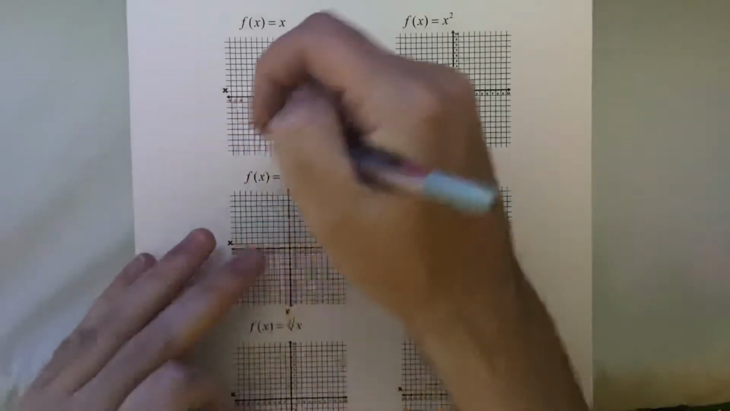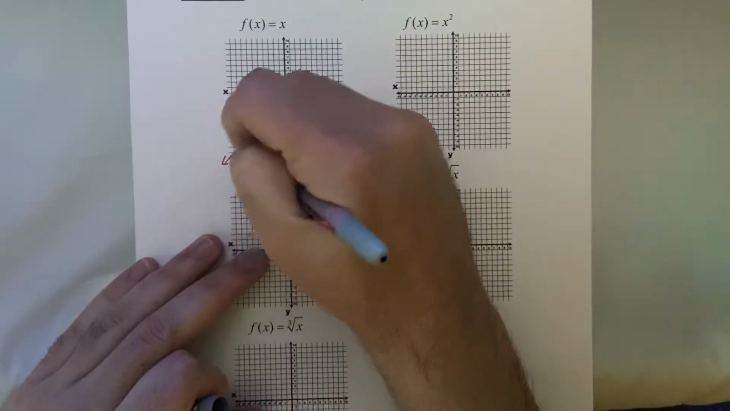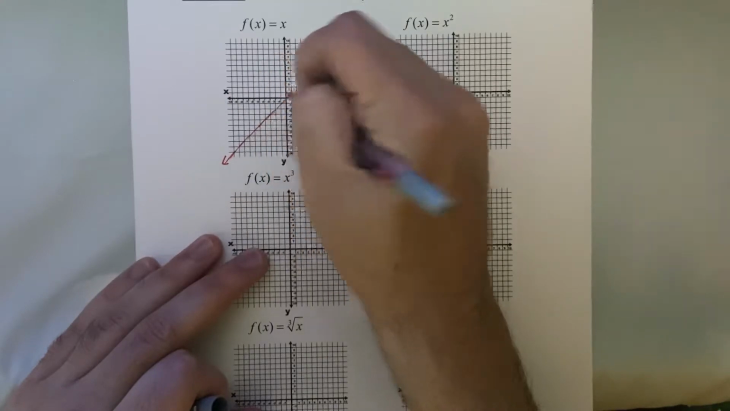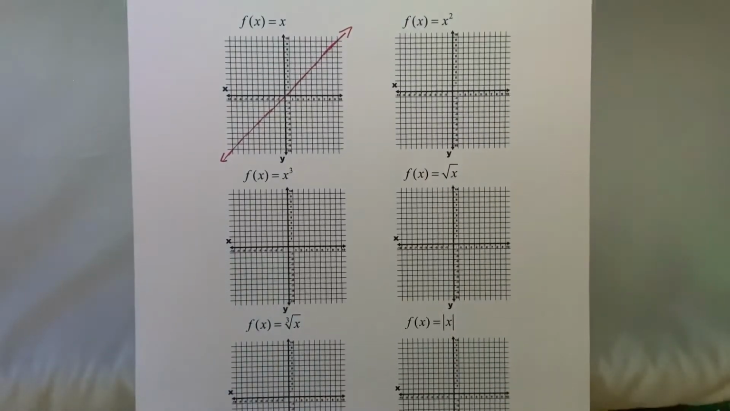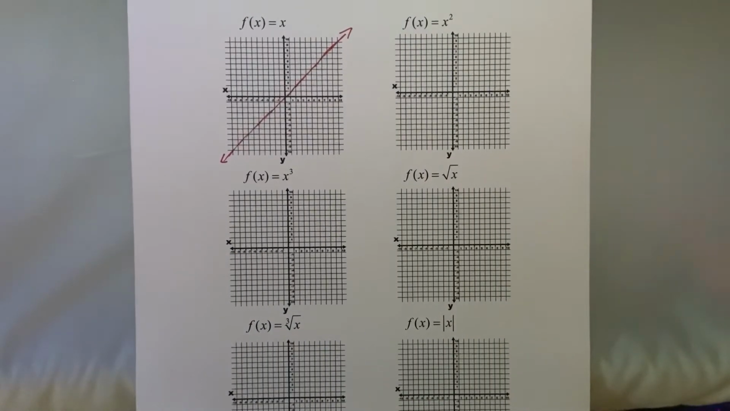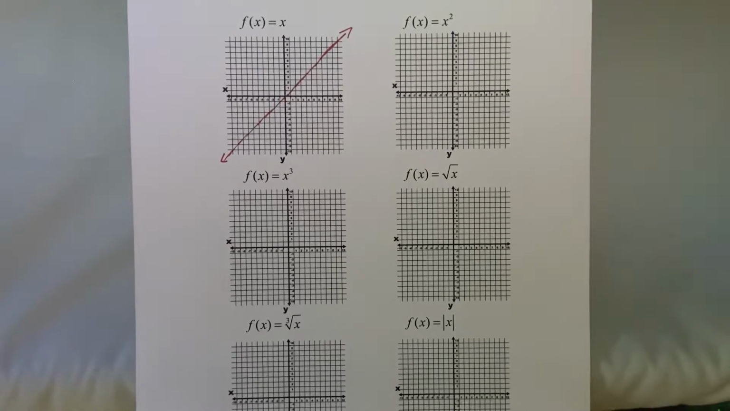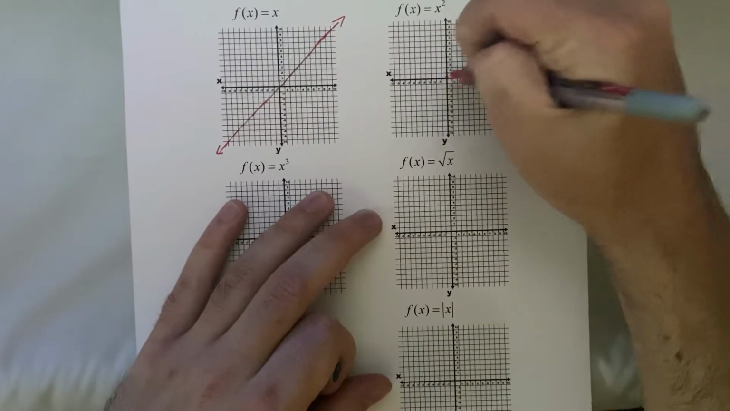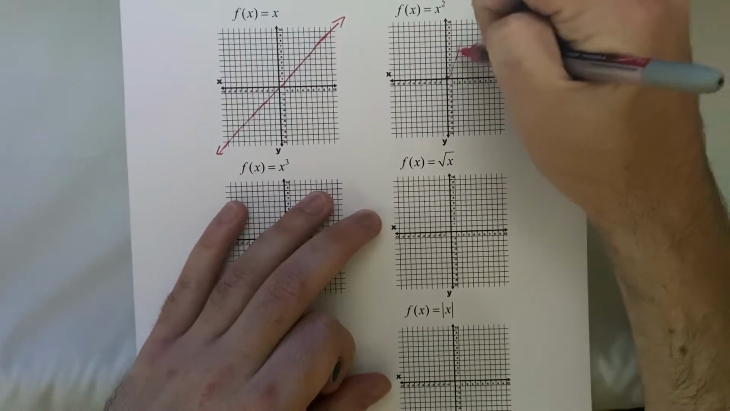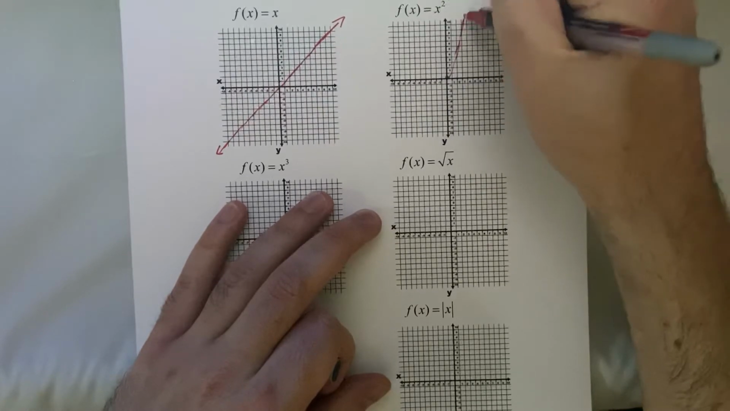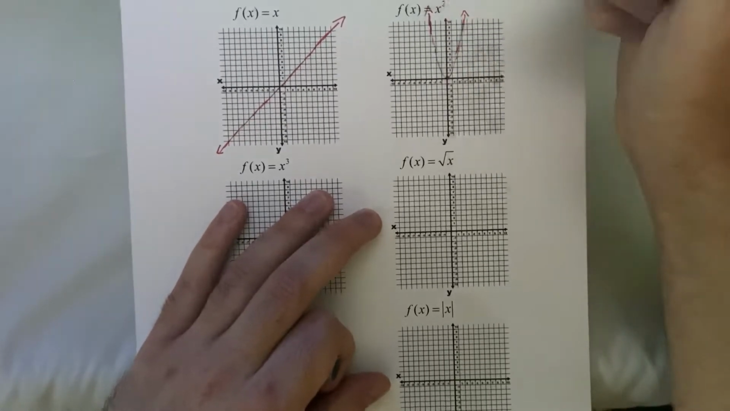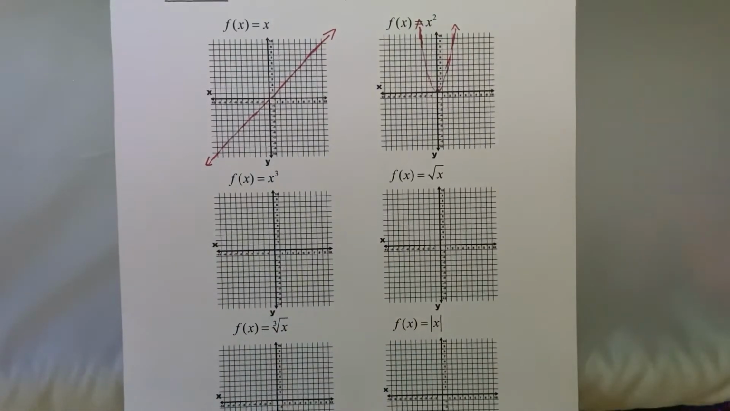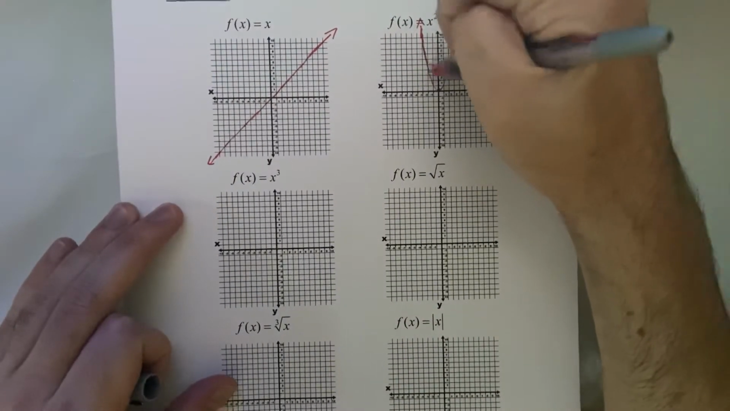f of x equals x. We saw that in 3.1. That's the diagonal line through the origin, slope of 1. Generally speaking, all linears are functions regardless of what happens. They're even one-to-one functions, so we can maybe talk more about that later. f of x equals x squared is our general parabola, going up on both sides. Most people have seen that as well. Those are the two people tend to be most familiar with.